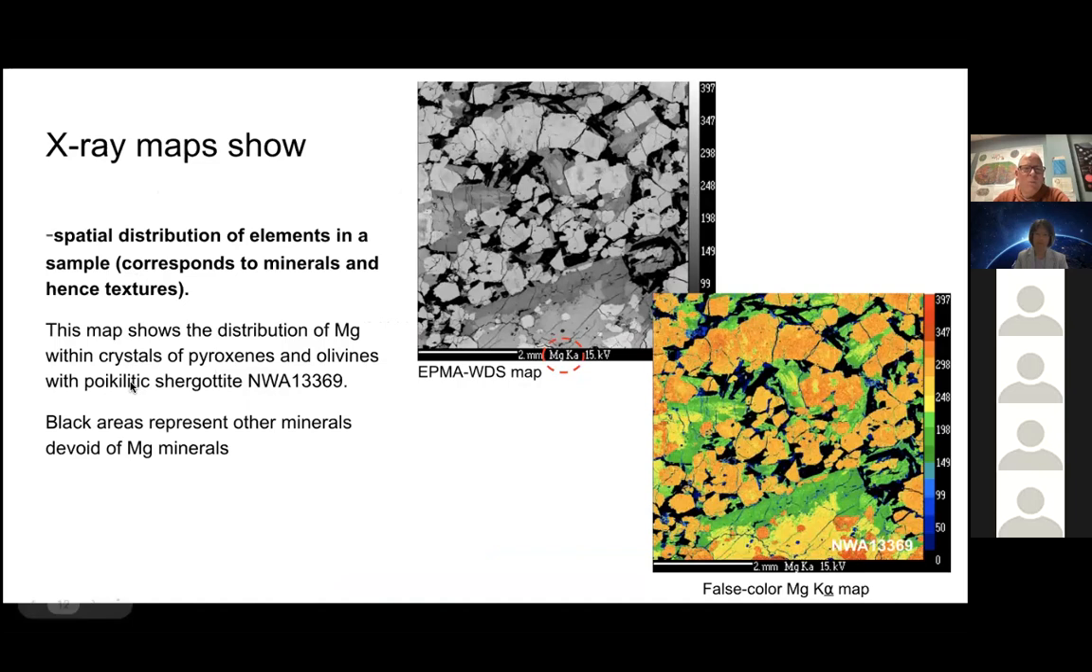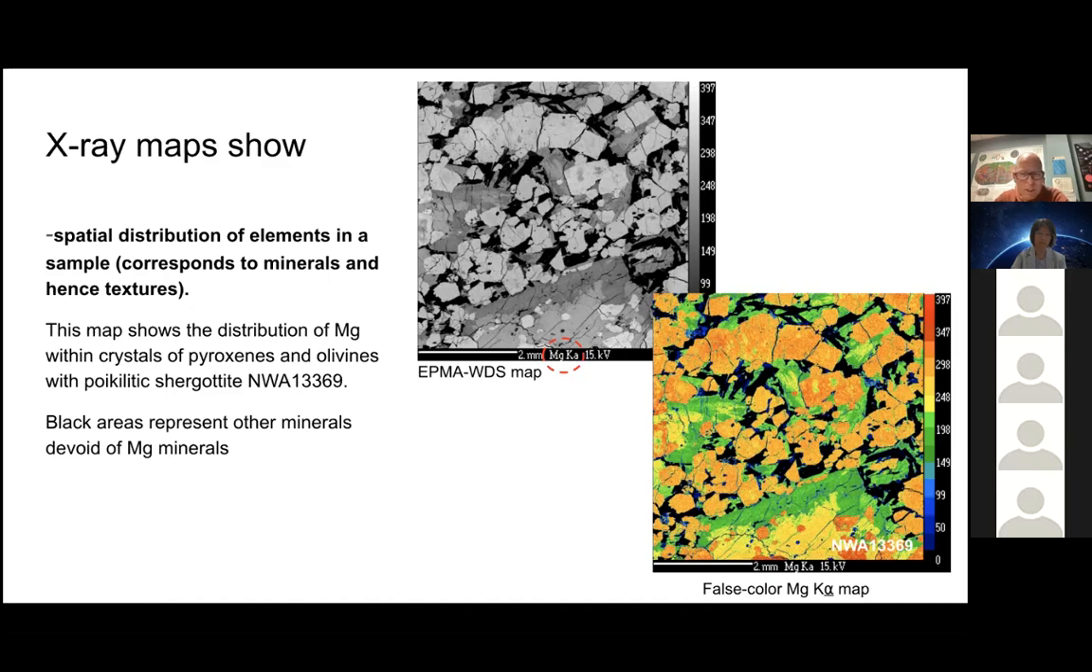Now, these X-ray maps are really good at creating a picture of the elemental composition of minerals in a space that's representative of the rock. So if we can understand what minerals contain what elements, we can also get a sense of what the overall rock texture is, which gives us inferences into how it formed.